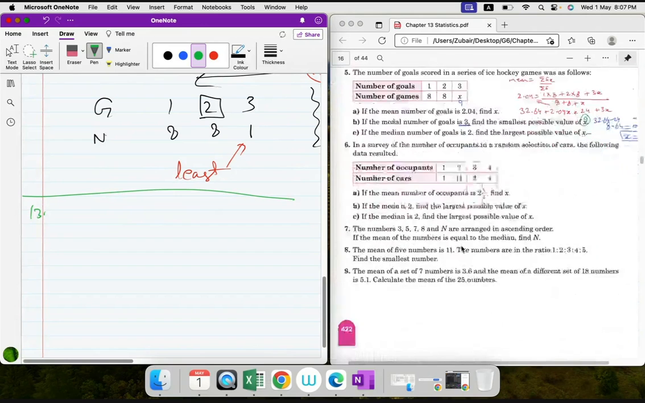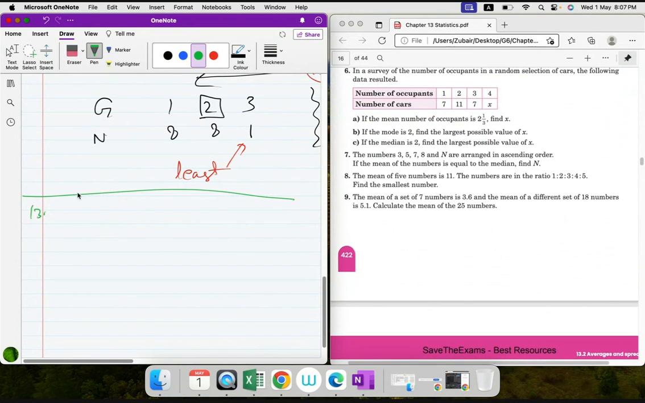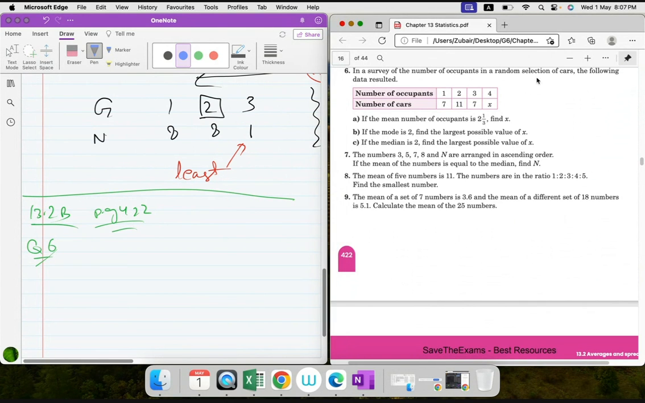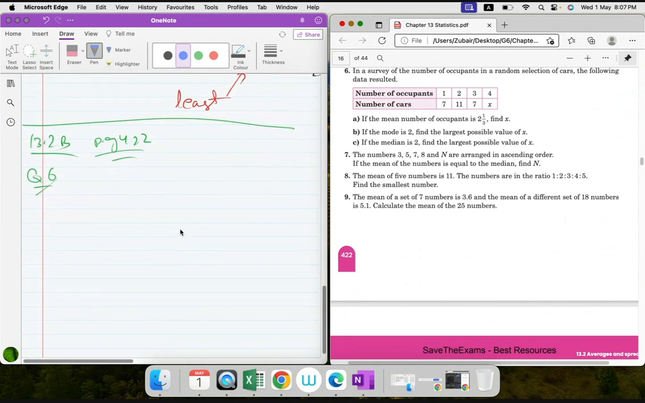13.2b. It is page 422, question number 6. So the question says, in a survey of the number of occupants in a random selection of cars, the following data resulted. Number of occupants 1, 2, 3, 4. Number of cars 7, 11, 7, and again x. If the mean number of occupants is 2 1 by 3, find x.